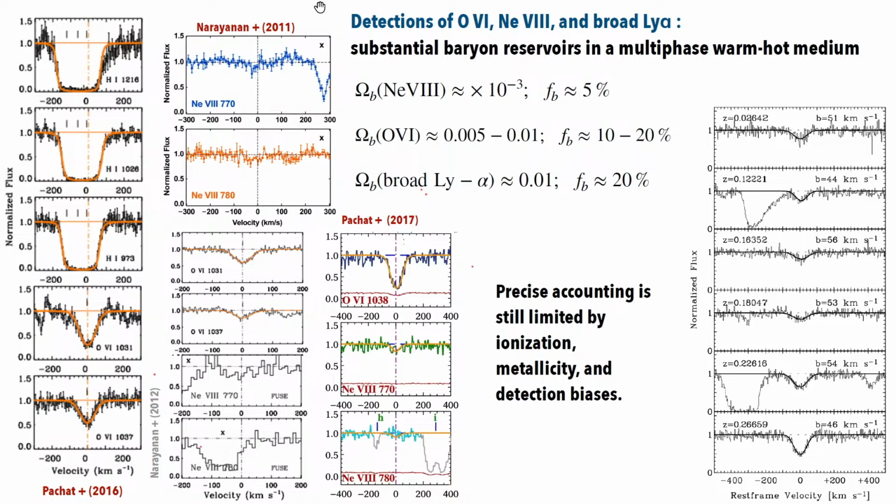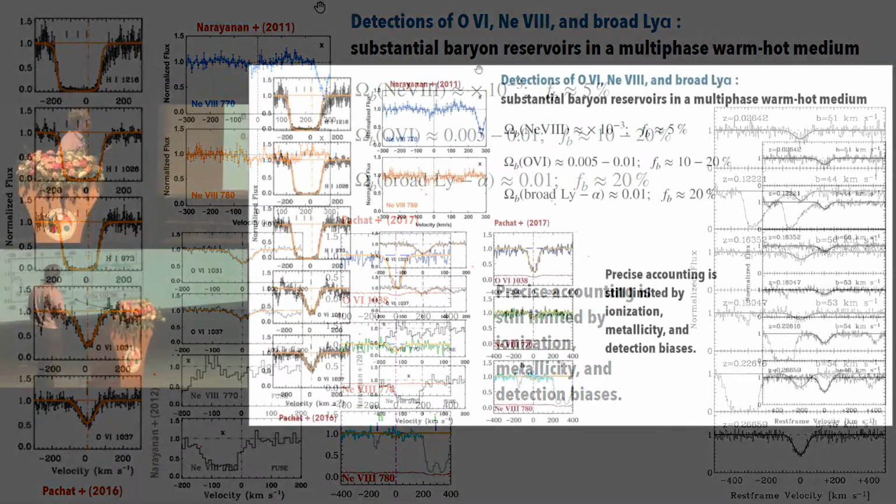Here is another example where we have shown neon 8 detections. As you can see, the neon 8 detections are very faint. One of the reasons being that neon is not as abundant as oxygen. Oxygen is the third most abundant element in the universe, whereas neon is the fifth. So the cosmic abundance of neon is much lesser, and therefore we always see it as a very weak feature, which means that you need very high signal to noise spectra in the far ultraviolet wavelength.